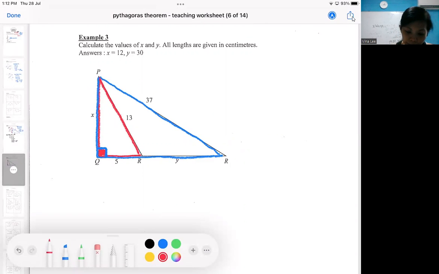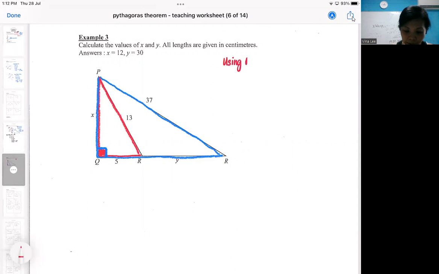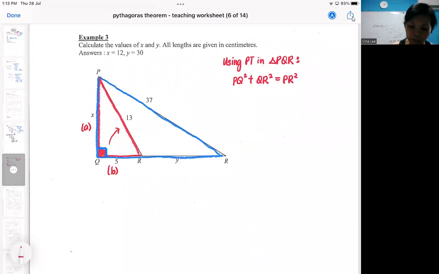So in the red triangle, I can find my x. So this is the C, this is the A, and this is the B. So again, because the triangle are labeled, we will try to use the notation PQ square plus QR square equal to PR square. So for example, PQ is x square, QR is 5 square, PR is 13 square.